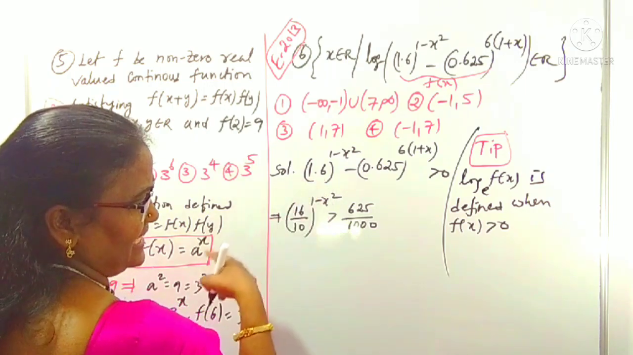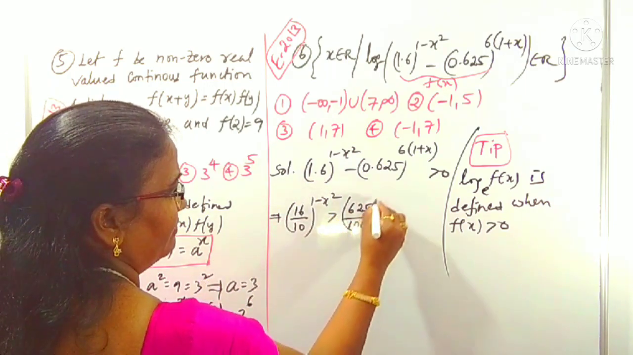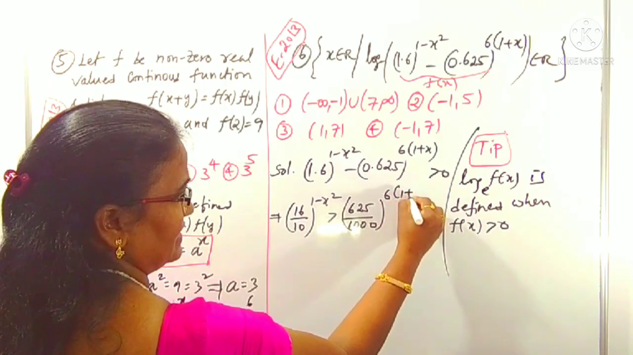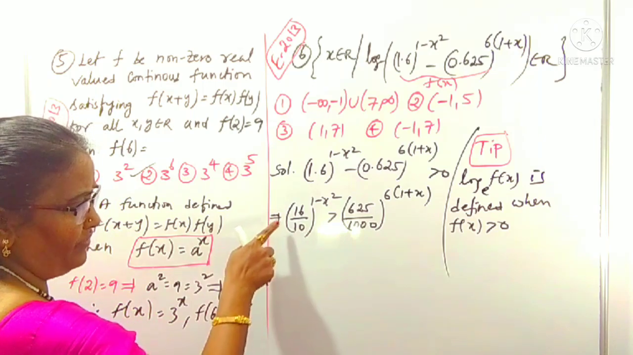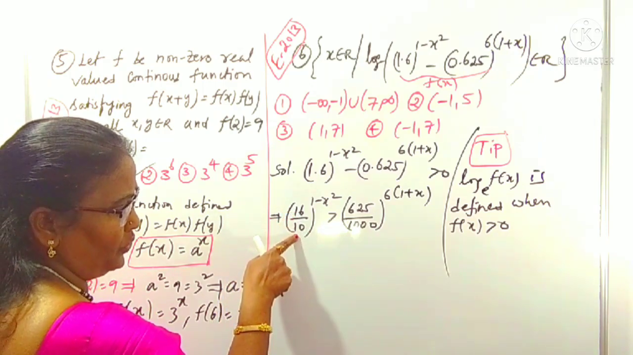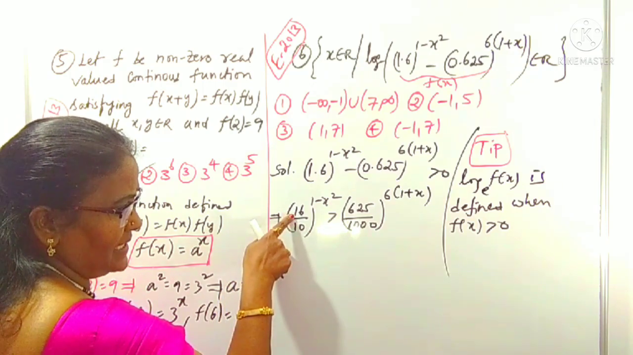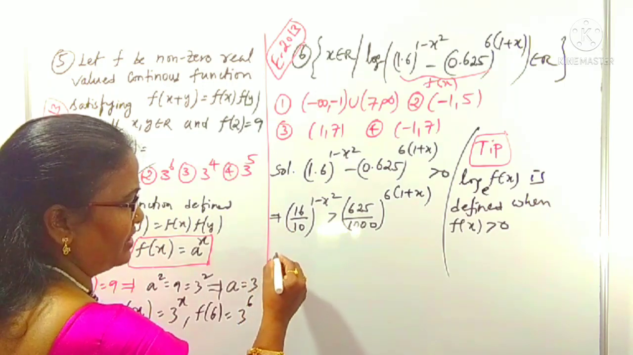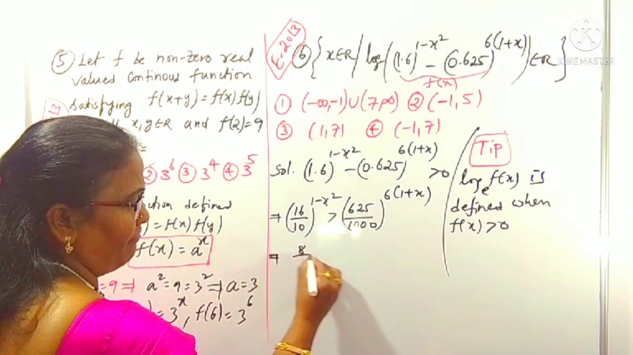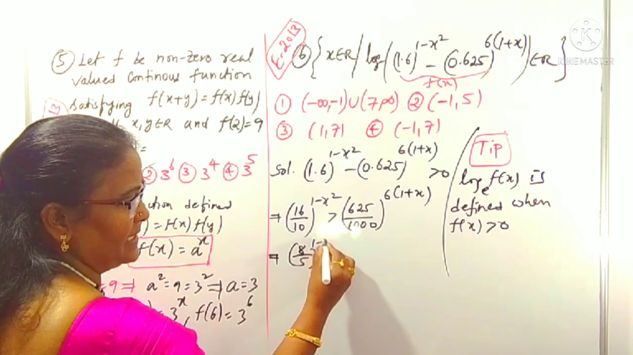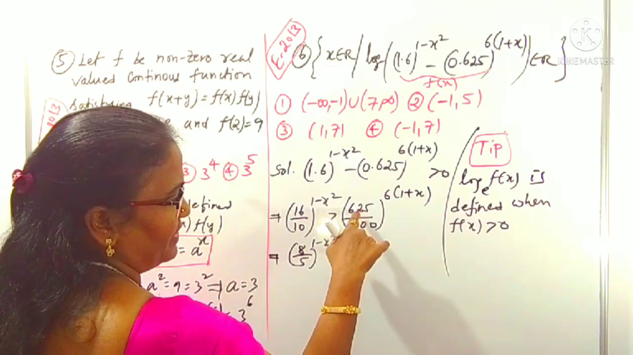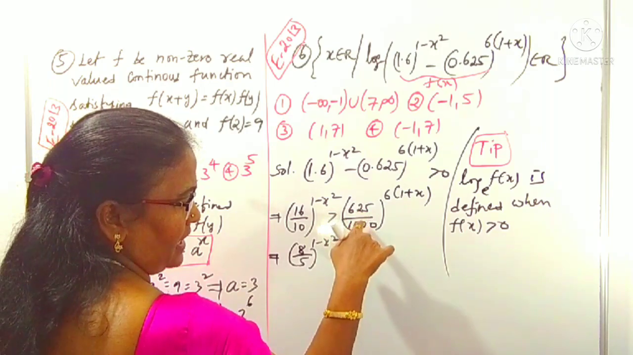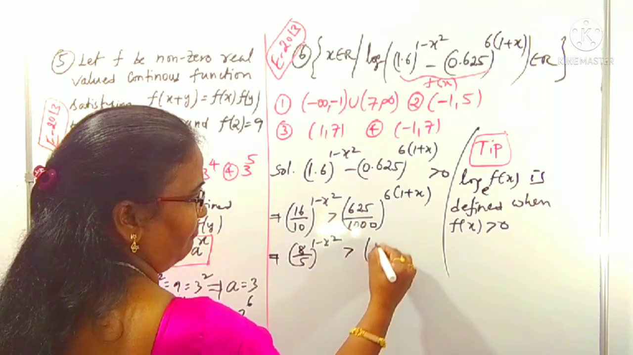After elimination of the decimal part, the overall power is 6 of 1 plus x, greater than. Okay, right. By the simplification here, 2 8s are 16, 2 5s are 10, which means this is 8 by 5 whole power 1 minus x square. Here we can understand that 625 by 1000 becomes 5 by 8.